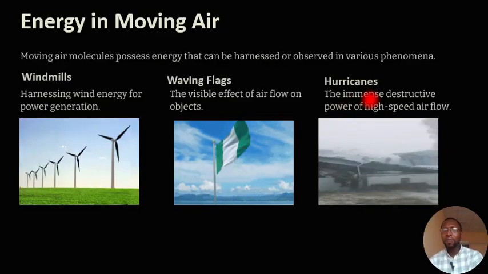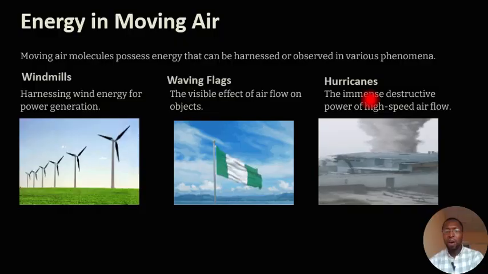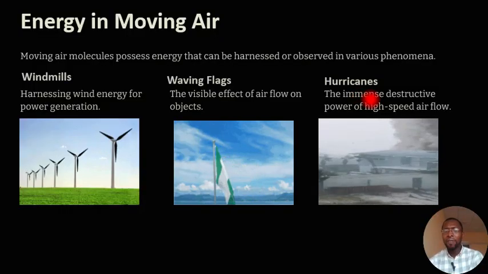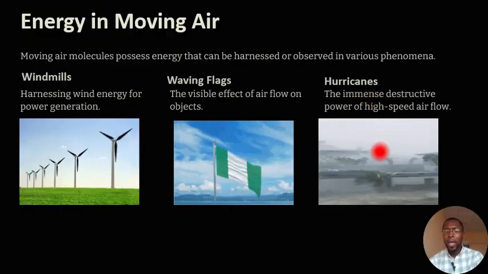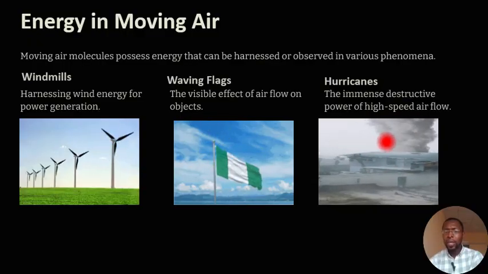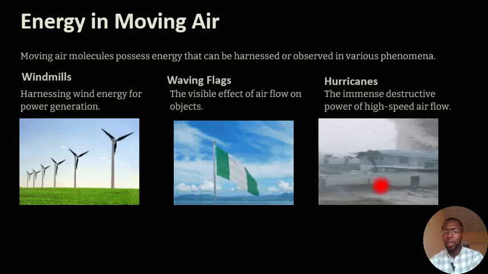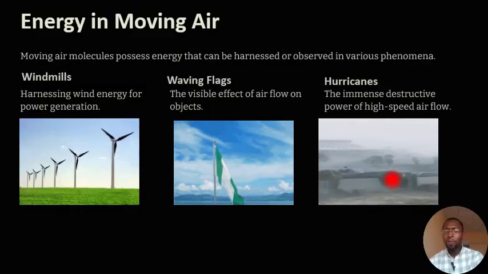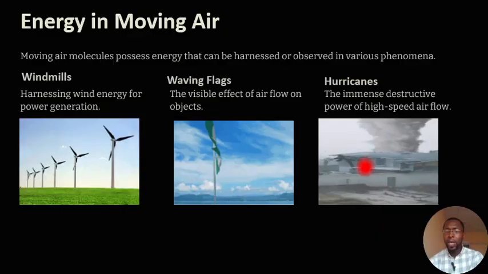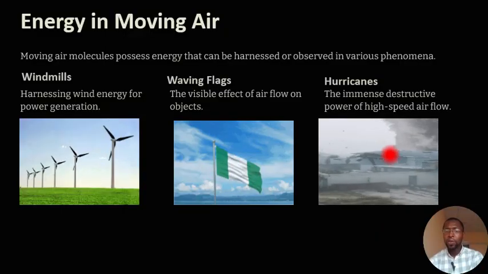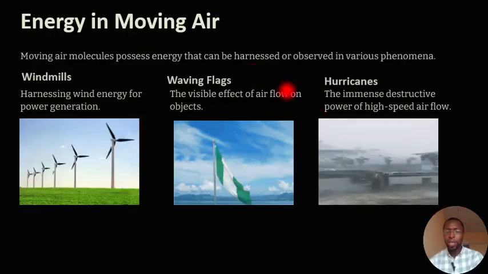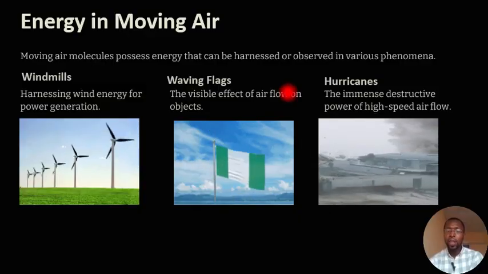Another area where we can observe the effect of moving air is in hurricanes. Hurricanes are very strong storms that come with heavy downpour, as you could see. This is a sign that there is energy in moving air. This is a sample of a hurricane coming with a very strong, destructive storm, and also heavy rain. So these three samples show that there is energy in moving air.